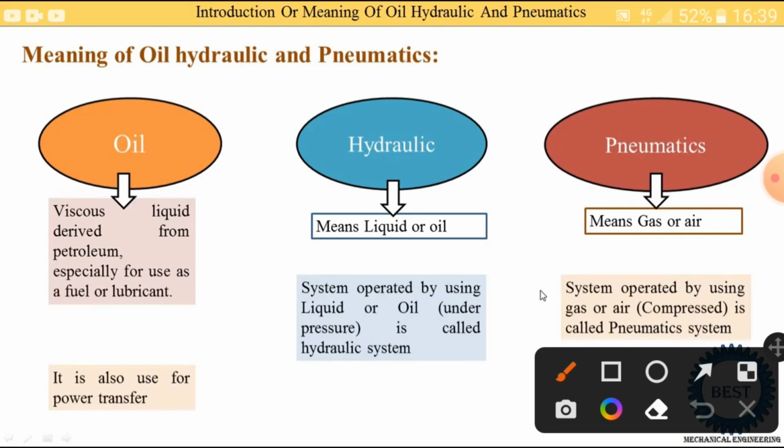So this is the basic difference between hydraulic and pneumatic systems. In a hydraulic system we use liquid or oil, that's why we require a pump to increase its pressure. So any system that has a pump is a hydraulic system. In a pneumatic system, the working substance is gas or air, so we need a compressor to increase its pressure. So in any pneumatic system we require a compressor, and in any hydraulic system we require a pump.